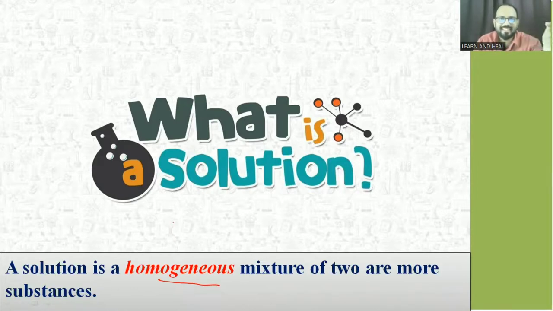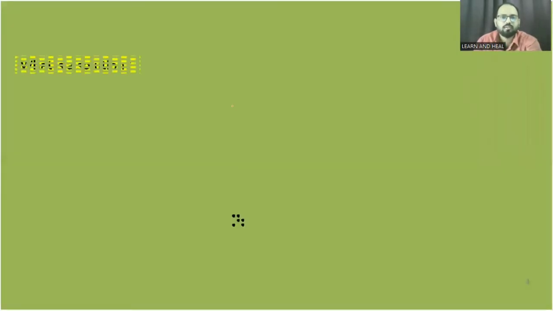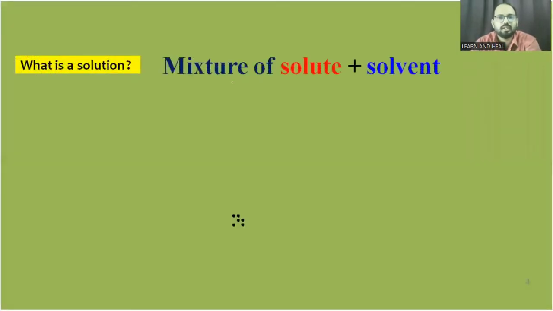You cannot see the particles separately. Particles cannot be seen separately. This is a simple definition of a solution: a homogeneous mixture of two or more substances. As we said, it is a mixture of two or more substances, and in it you will have a solute as well as a solvent.